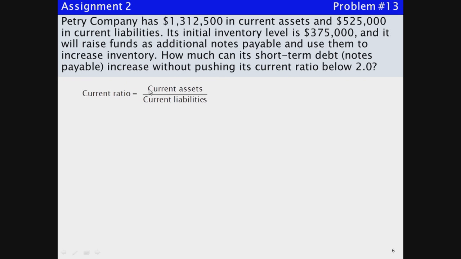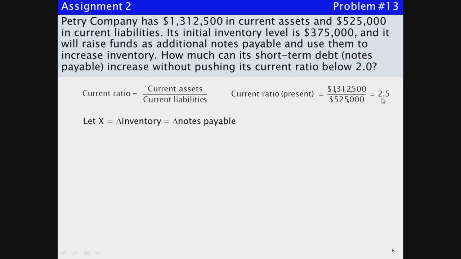Okay, we know the current ratio is current assets over current liabilities. The present current ratio: take the current assets of $1,312,500, divide by the current liabilities of $525,000. The current ratio is presently at 2.5.